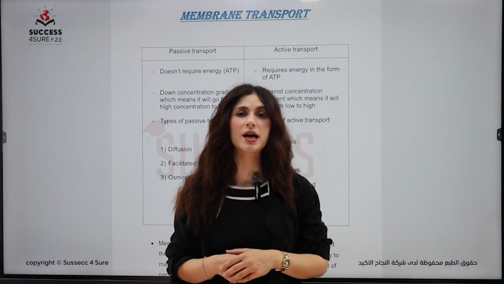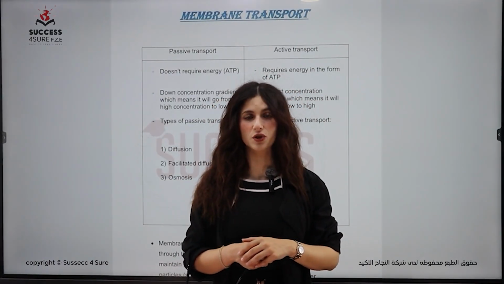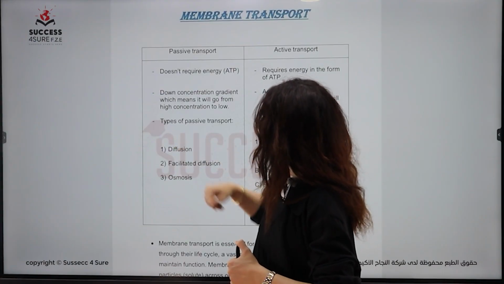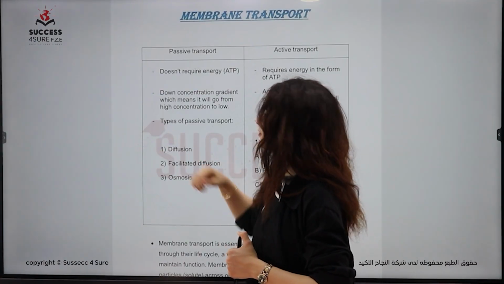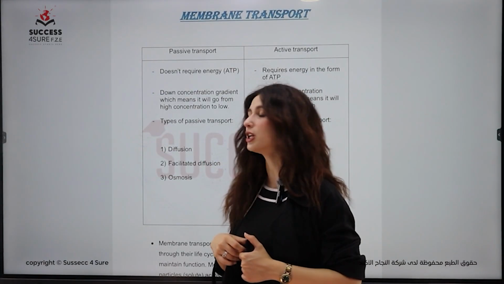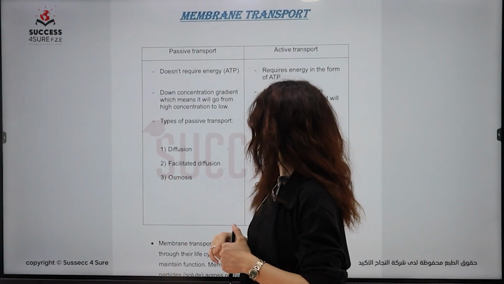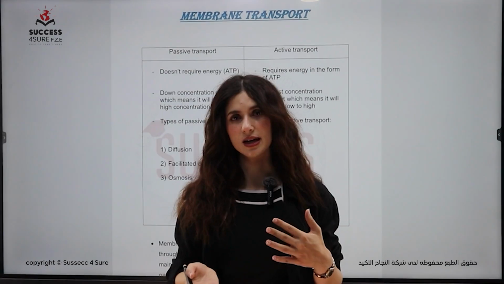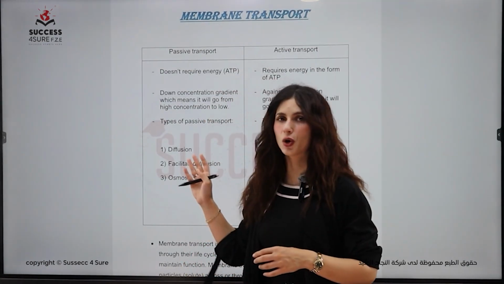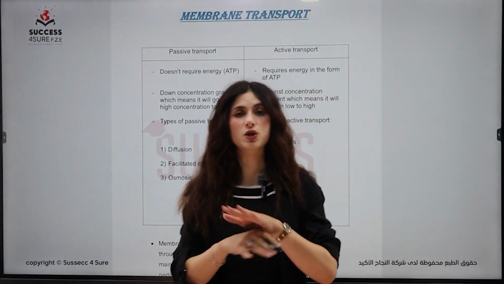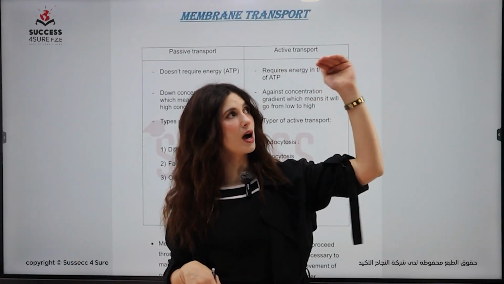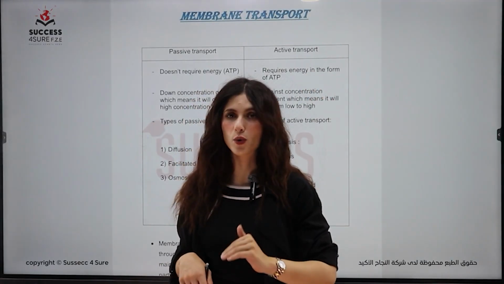Okay, so another thing about passive transport is we have the types. We have three types of passive transport. We have diffusion, which is the simple diffusion. We have the facilitated diffusion, and we have osmosis. We're going to talk about them in detail later. But for now, what I want you to know is, in passive transport, we don't need energy, and it's like going down a hill. So you're going to go from high concentration to low concentration.